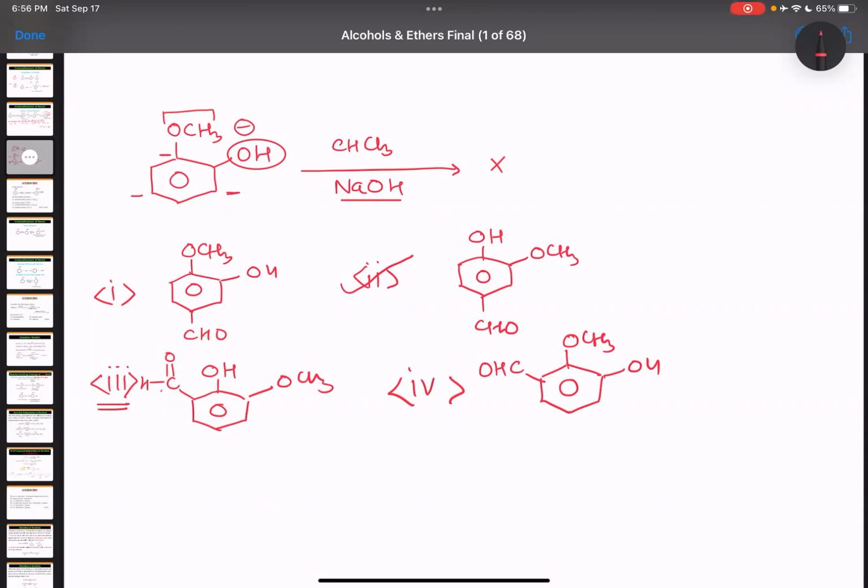Now the next thing is that if any one of the ortho positions is occupied, then para is the major product. Suppose the ortho positions are not occupied, then there are two ortho and one para. But if ortho positions are occupied, let's say in this case there is one ortho and one para, so now you will choose the para, because it can happen more quickly there. And para with respect to whom? OH or OCH3? OH, because OH is more activating. So I hope it is clear.